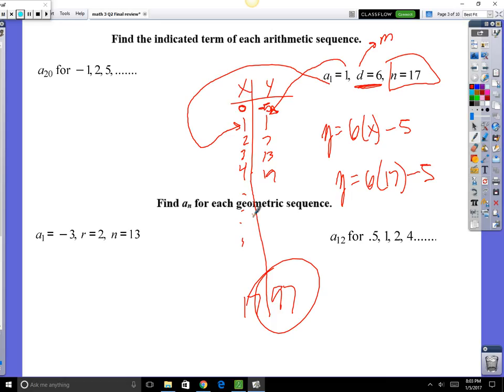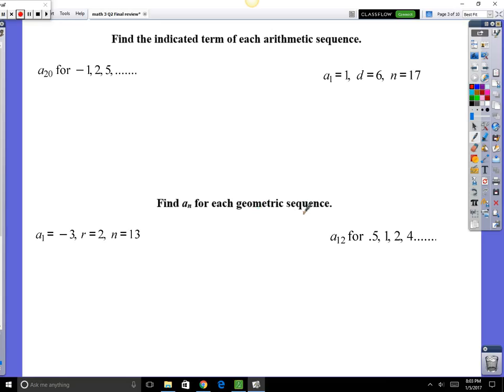Okay, let's look at the geometric sequences. So geometric, they grow by multiplication. So the model for the geometric is a sub n equals a sub 1 times r to the x minus 1. So this is the end. That's the same thing as y. Y equals the first number in your list times by r. That's the ratio which it's grown. So kind of like your rate at which it's grown, what you're times it by. X minus 1.